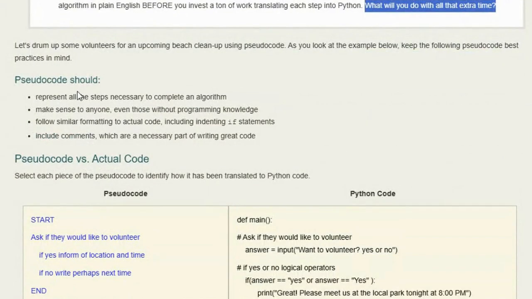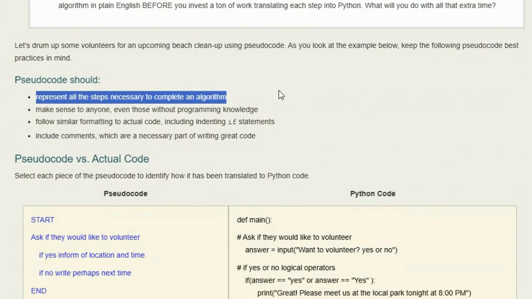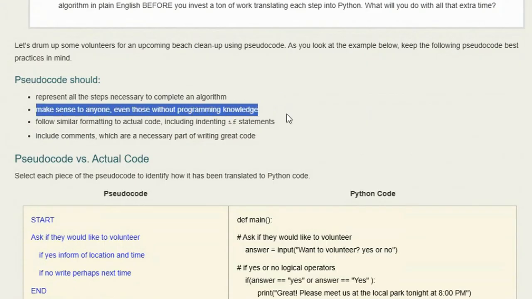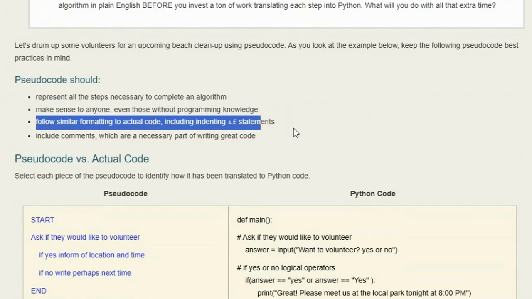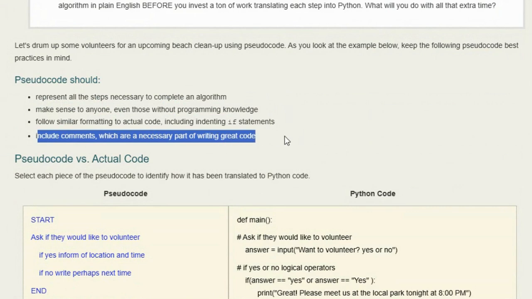Pseudocode should represent all the steps necessary to complete the algorithm. It should make sense to anyone, even those who don't know anything about programming. They should be able to read it because it's in English. It should follow similar formatting to actual code, including indenting if statements. So if it should be indented in Python, we should do that in our pseudocode, just to keep us remembering that. And it should include comments, which are a necessary part of writing great code.